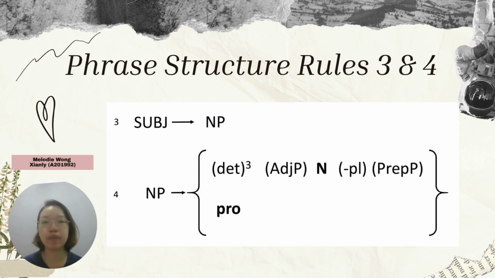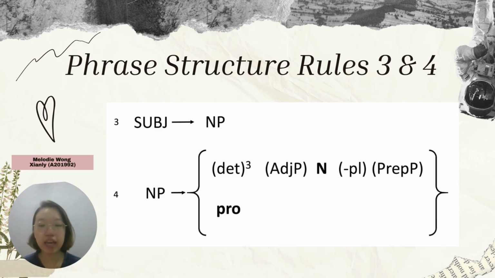So today I'll be explaining phrase structure rules number 3 and 4. For phrase structure rule number 3, we can see that the subject is rewritten as a noun phrase. Simple as that. However, for phrase structure rule number 4, we can see that noun phrase can be rewritten as two different lines. So for the first line, we can see that it's determiner, adjective phrase, noun, plural, and prepositional phrase.